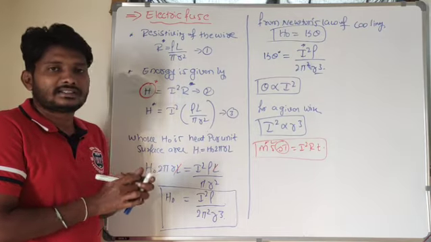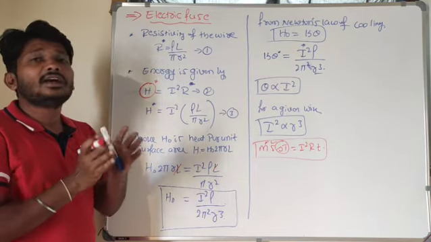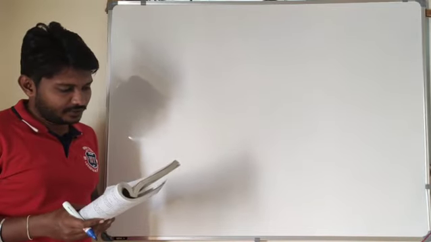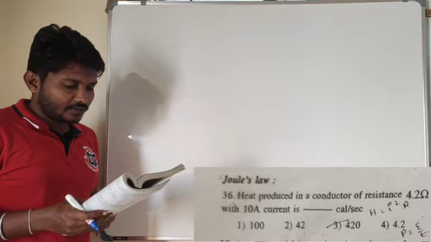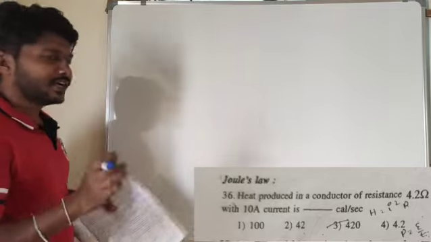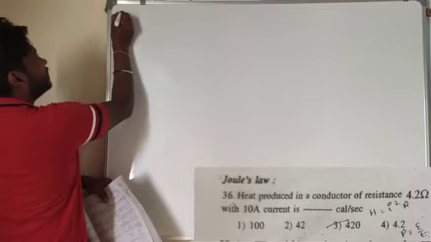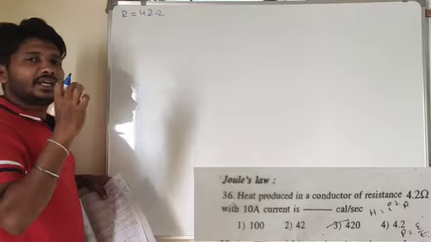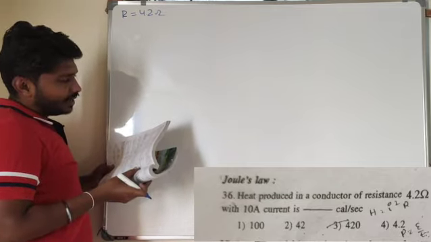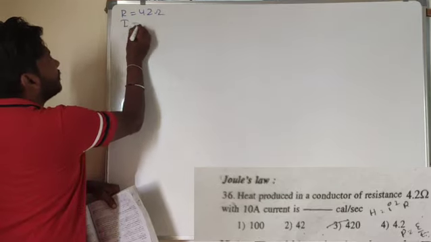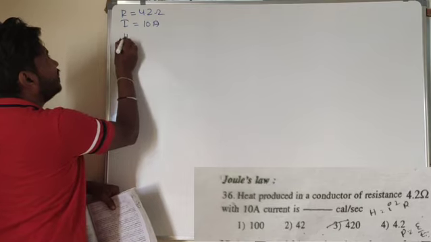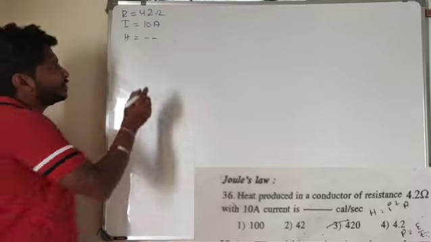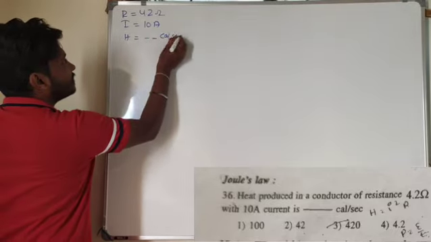We'll look at some numericals related to Joule's law of heating, or the heating effect of current. I will read out the question. Heat produced in a conductor of resistance 4.2 ohm. So one conductor is there, having a resistance of 4.2 ohm. In that conductor, heat is produced when 10 ampere of current is flowing in it. So the magnitude of current is 10 ampere. Then how much heat energy will get liberated? In terms of calories per second, I need to find out.